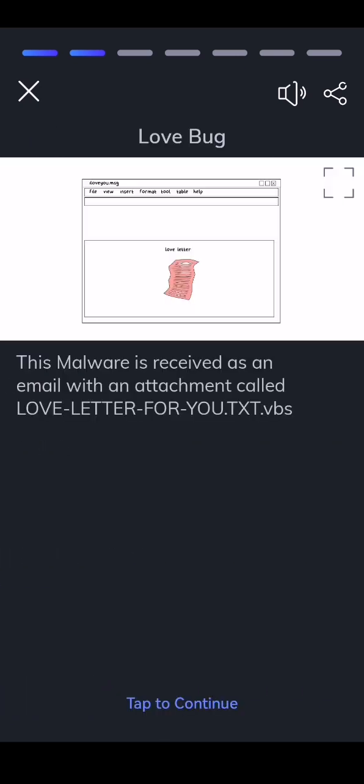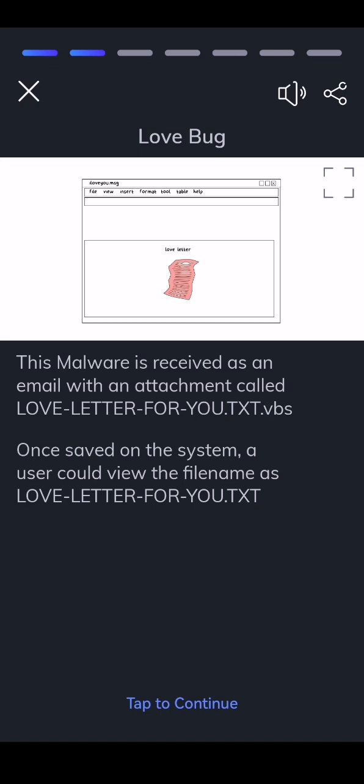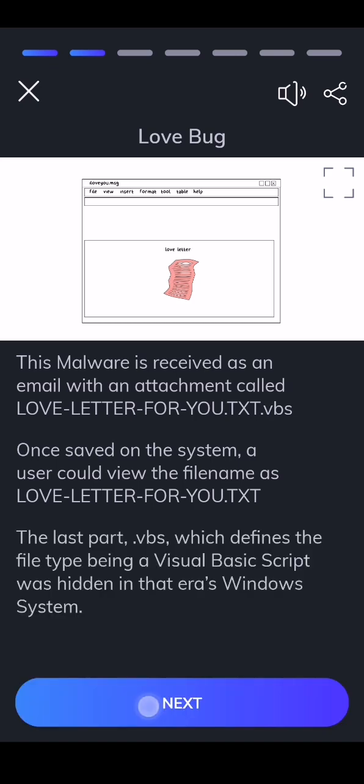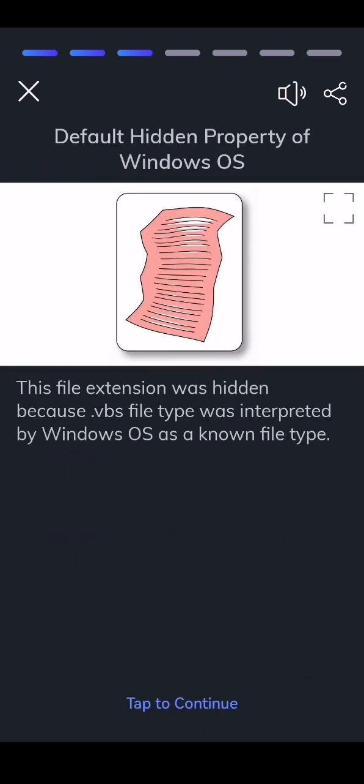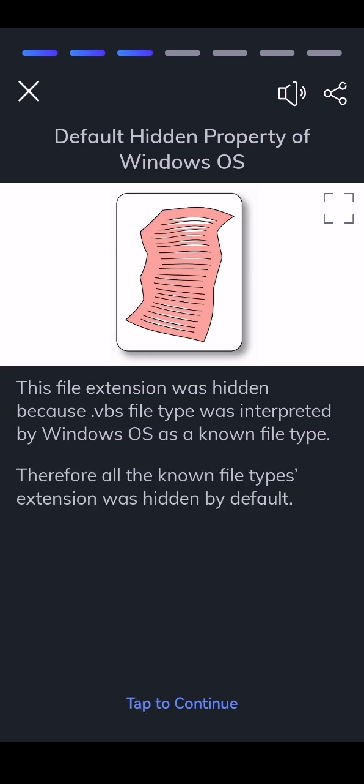This malware is received as an email with an attachment called loveletterforyou.txt.vbs. Once saved on the system, a user could view the file name as loveletterforyou.txt. The last part, VBS, which defines the file type being a Visual Basic script, was hidden in that era's Windows system. This file extension was hidden because VBS file type was interpreted by Windows OS as a known file type. Therefore, all the known file types' extensions were hidden by default.